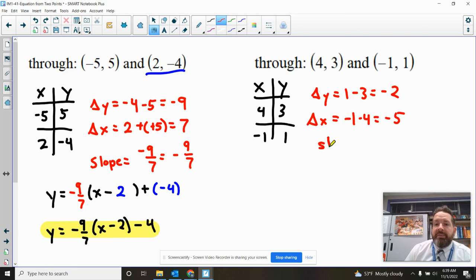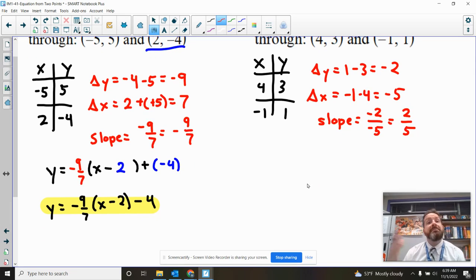Our overall slope then, change in y on the top, change in x on the bottom, negative divided by negative. I do want you to turn that into positive divided by positive. So 2/5. That's a positive number. That's less than 1. That's what we thought it should be.